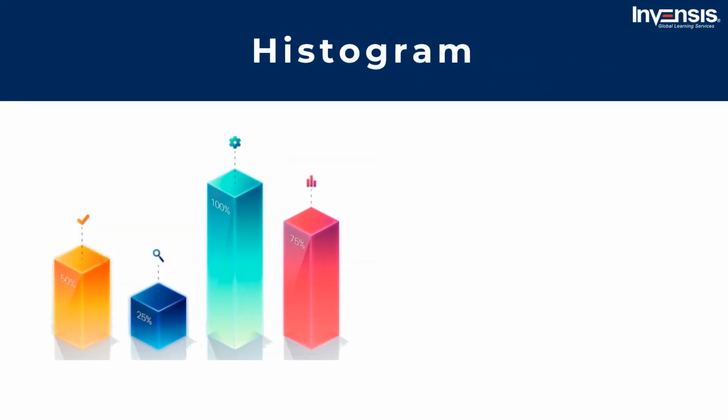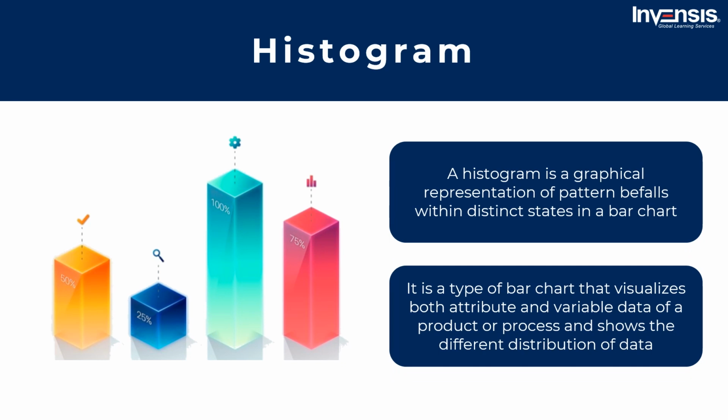The sixth of the 7 quality control tools is the histogram. A histogram is a graphical representation of patterns within distinct states in a bar chart. It's a collection of numerical statistics that provides essential information about the health and distribution of a set of sample data. The statistical data might be of any type, such as exam scores, the number of new workers enrolled in a certain period, the number of objections received per class, and so on.